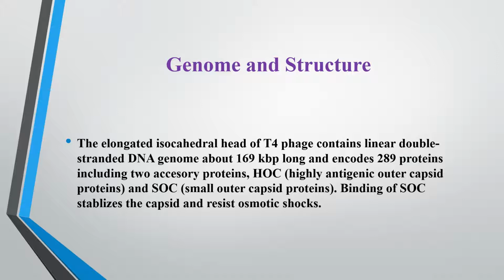What are the genome and structure of the T4 bacteriophage? The elongated icosahedral head of T4 phage contains a linear double-stranded DNA genome, which is about 169 kbp long and encodes 289 proteins, including two accessory proteins, HOC and SOC. HOC is a highly antigenic outer capsid protein and SOC is a small outer capsid protein. Binding of SOC stabilizes the capsid and resists osmotic shocks.